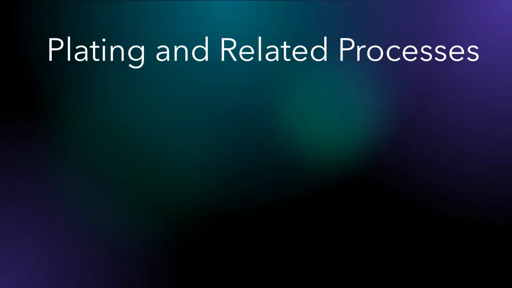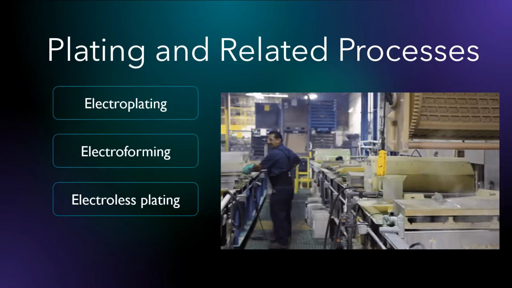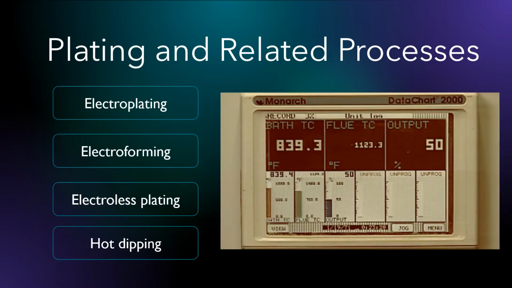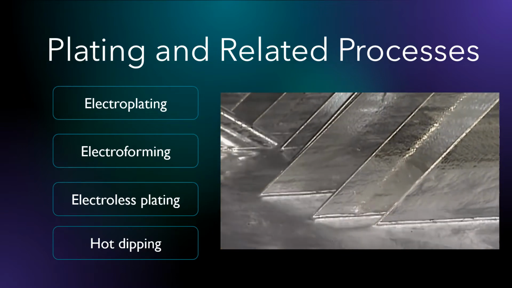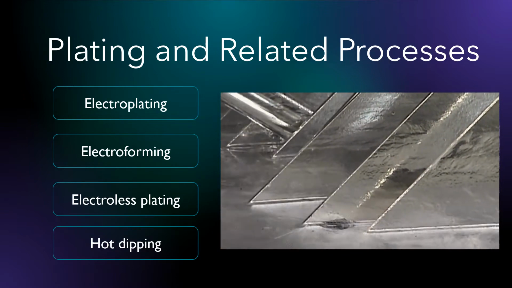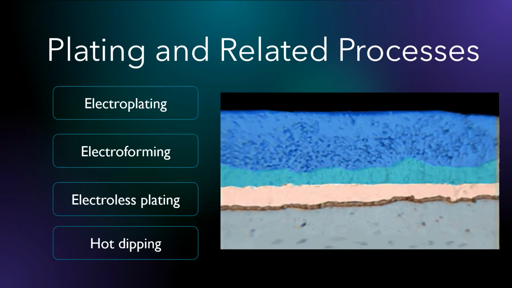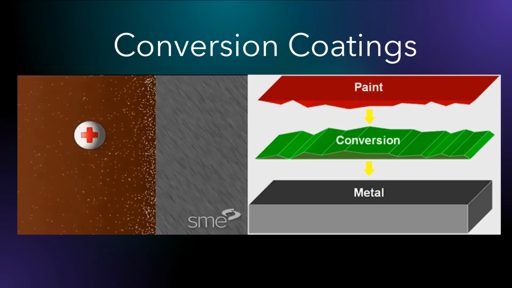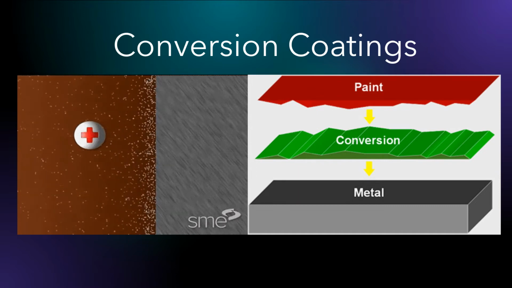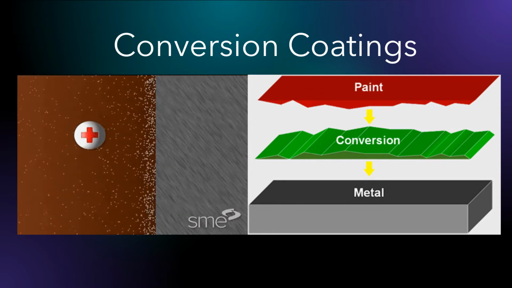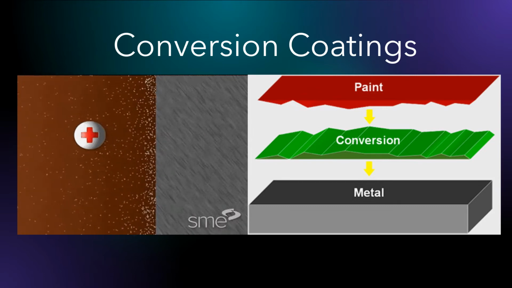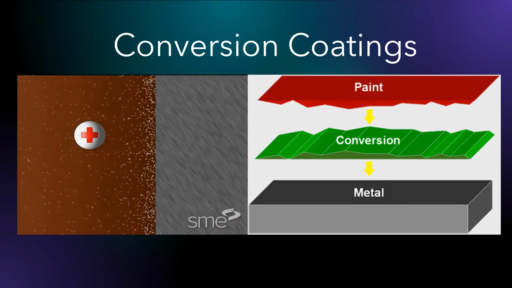The most common processes are going to be electroplating, electroforming, electroless plating, and hot dipping. The main purpose of plating is adding the coating of thin metallic layers onto the surface of the substrate material. Conversion coatings are a family of coating processes in which a thin film of oxides, phosphates, or chromate is formed on the metallic surfaces by a chemical or electrochemical reaction.